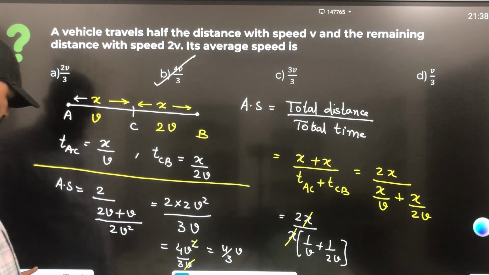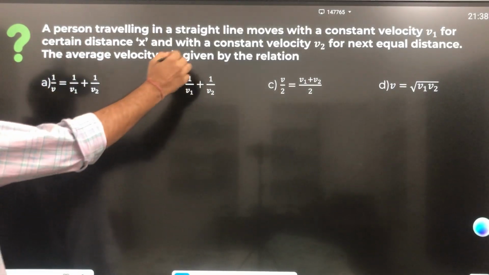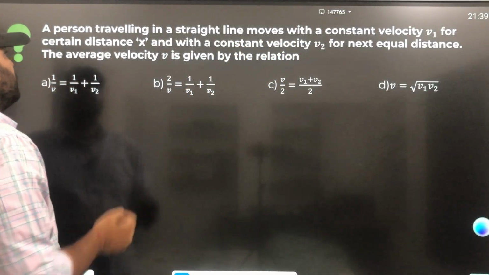Let's see our next problem in the series of NEET PYQ. So our next question says, a person traveling in a straight line moves with a constant velocity v1 for a certain distance x.